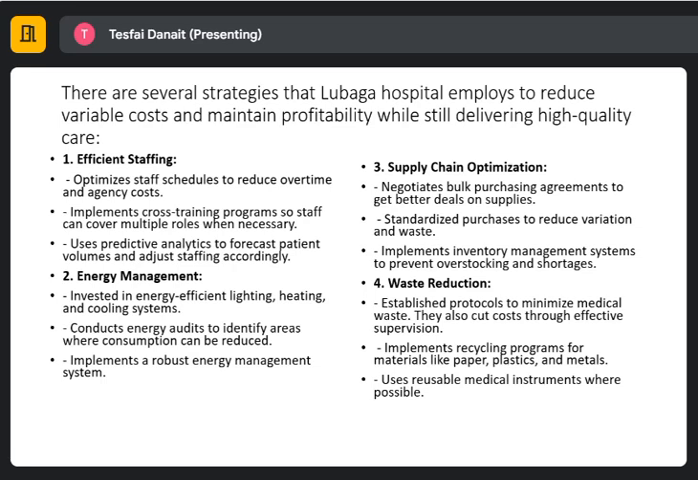So the second strategy is energy management, because in the hospital business, energy is a big cost.